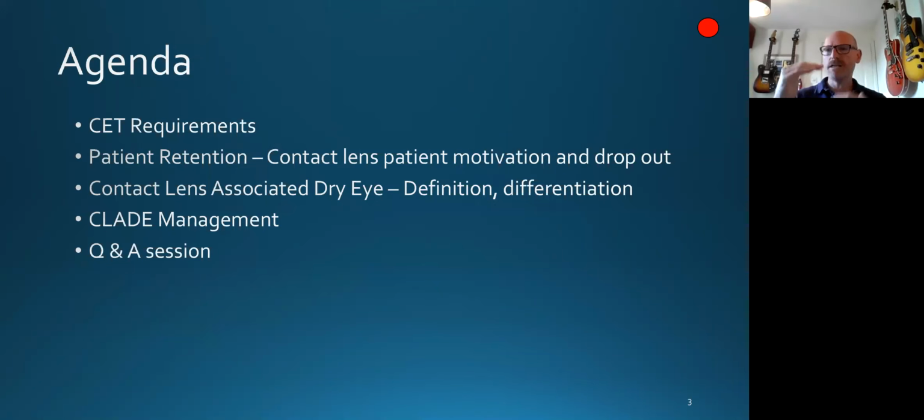And then we've got three main headings here: patient retention, contact lens associated dry eye. You'll probably hear me refer to that as contact lens related dry eye as well. Contact lens related dry eye management, and then we're going to have the Q&A session at the end, which John has already mentioned.